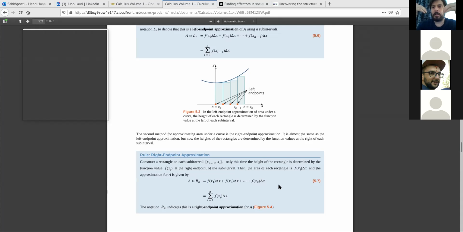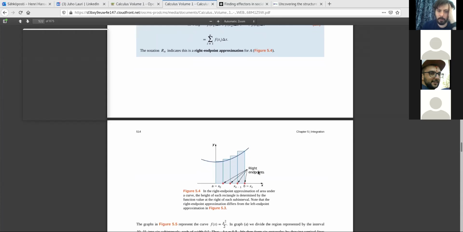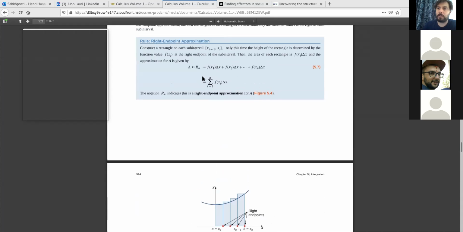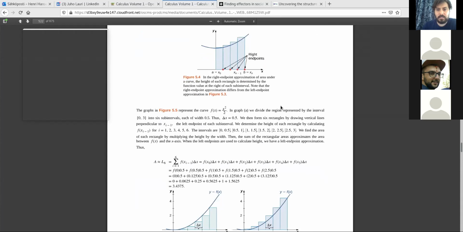And the thing is, both can be too big, both can be too small, or one can be too big and one can be too small. We don't know. But as long as the derivative of f, the slope of f, doesn't wiggle around, then if one is too big, the other is too small. Okay, so here is an example.